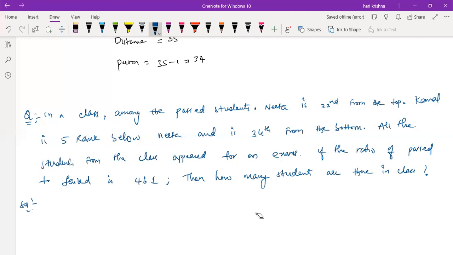Just try it once. Suppose a class is there, in that only the passed students they have given. Among the passed students, Nita is 22nd from the top. Kamal is 5 ranks below Nita and is 34th from the bottom. All the students from the class appeared for the exam. If the ratio of passed to failed students is 4:1, then how many students are there in the class?